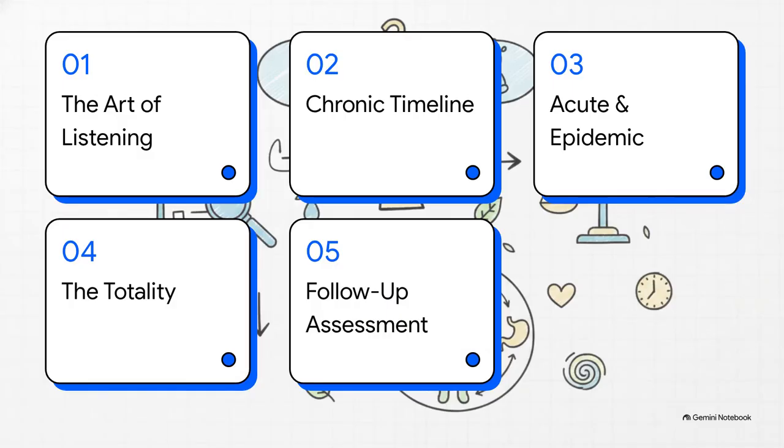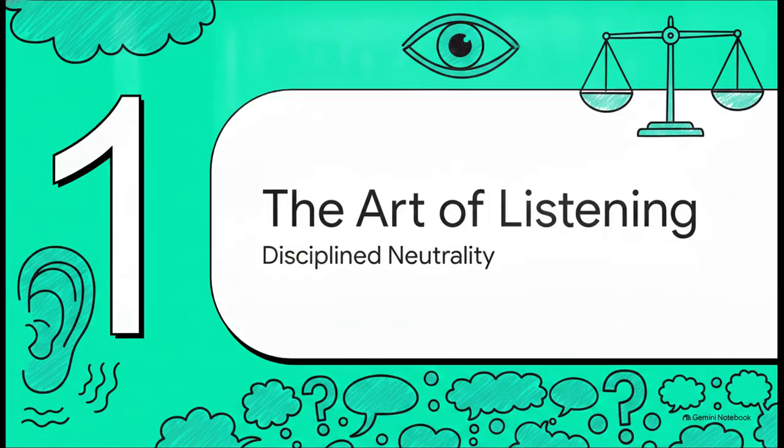So, here's our roadmap for the investigation. We'll start with the art of listening, then move on to building the chronic timeline. After that, we'll cover acute and epidemic strategies, constructing the totality, and finally, systematic follow-up assessment. All right, let's jump right into part 1.